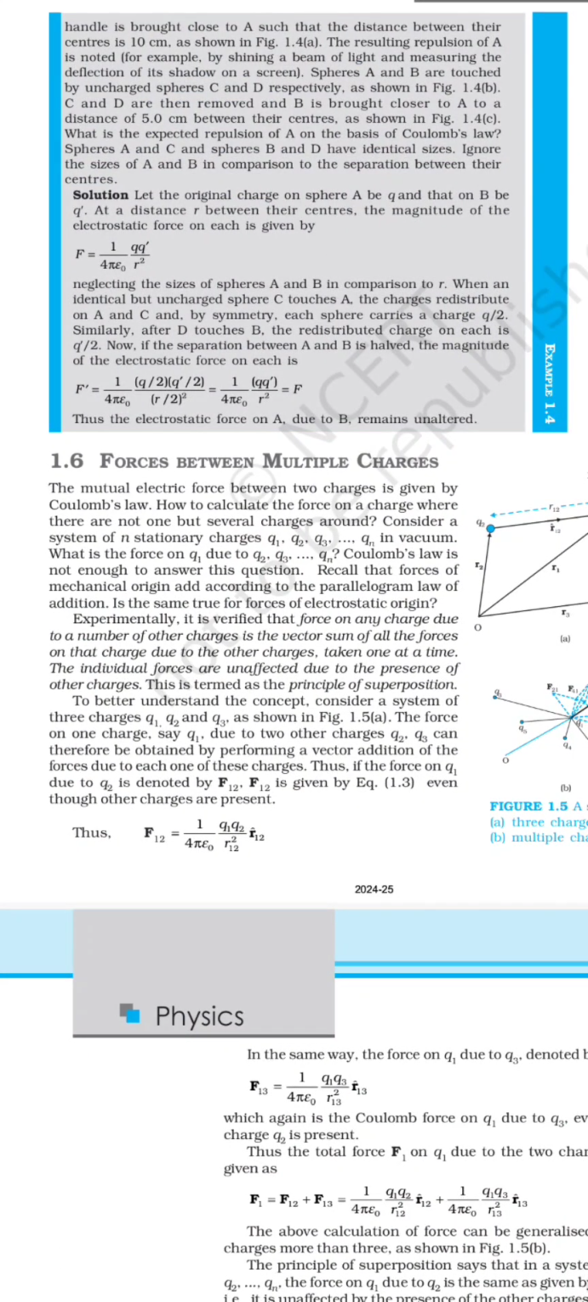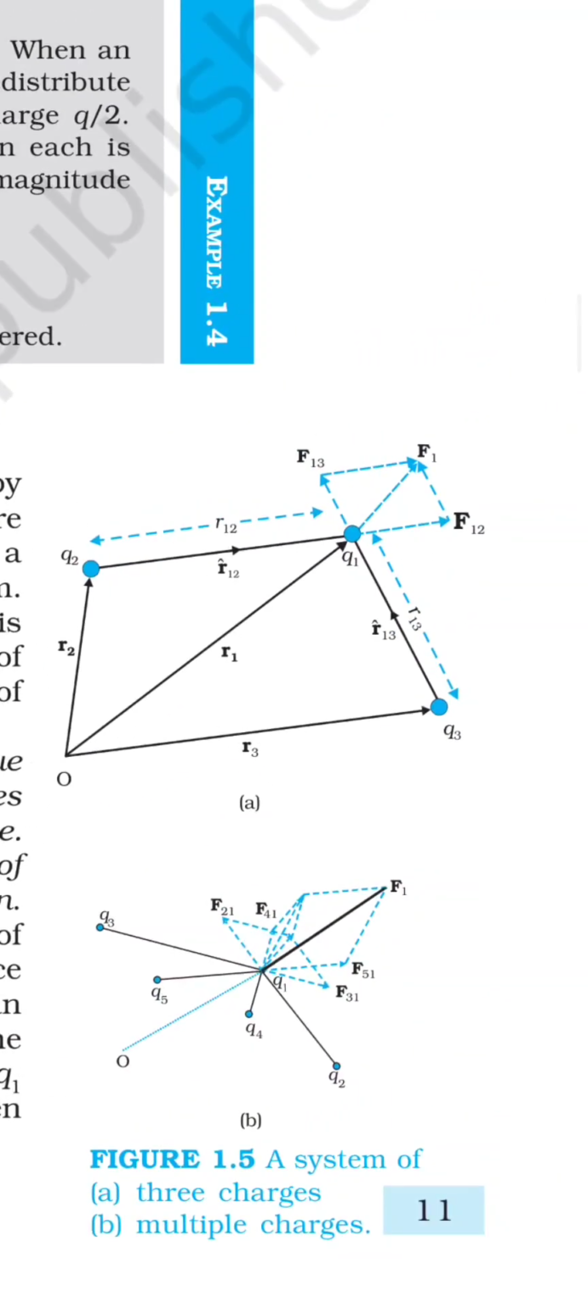Next comes forces between multiple charges. It is the vector sum of all the forces on the charge due to the other charges. This is the principle of superposition. F12, as I already told you, is F21. So see, this is the diagram. We can see here that we have r2, r1 and r3. So this is r1 due to 2, r1 due to 3. This is F13, F1 straight, F12.